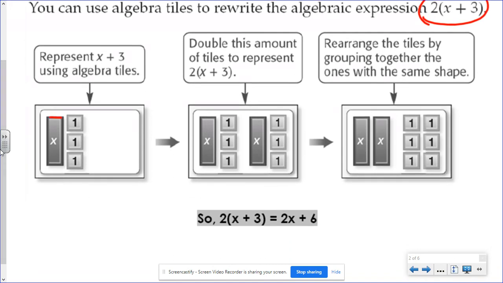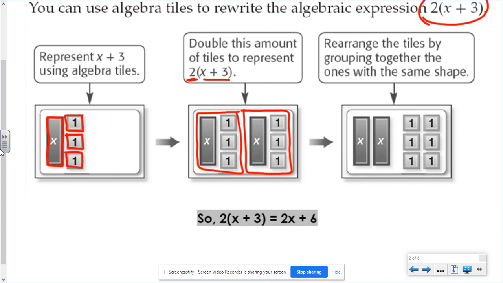The x tiles in algebra tiles are these kind of longer ones. And then the ones are, I know it's not quite the right scale, but these are supposed to be squares. So if I've got one of those x plus 3s, and then I get another one of those, so here's that first x plus 3, and then here's a second x plus 3. That's like saying I've got 2 of those x plus 3s.